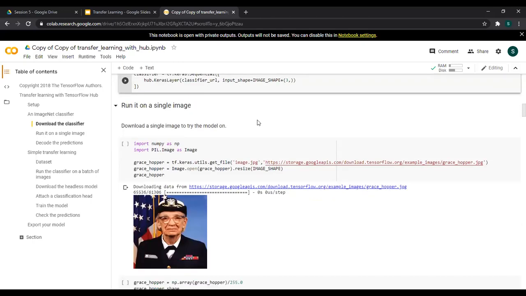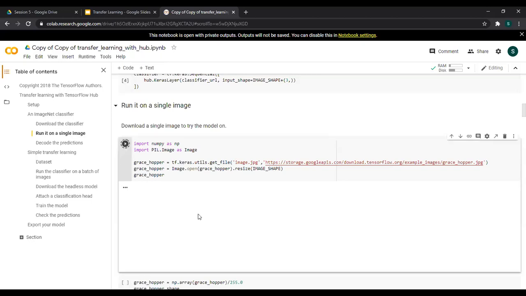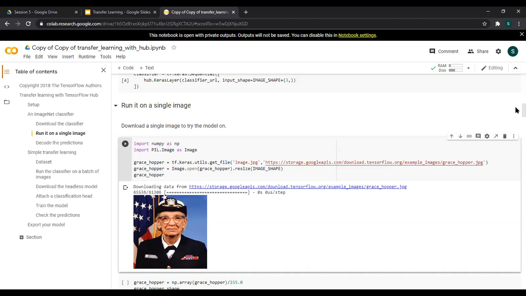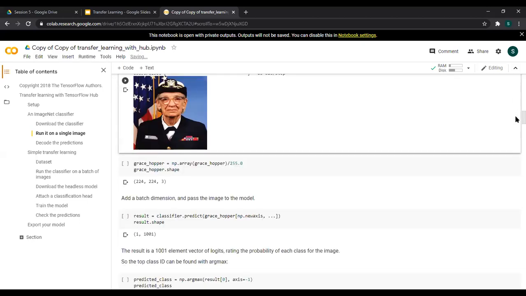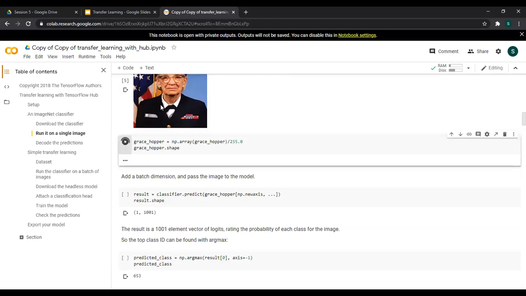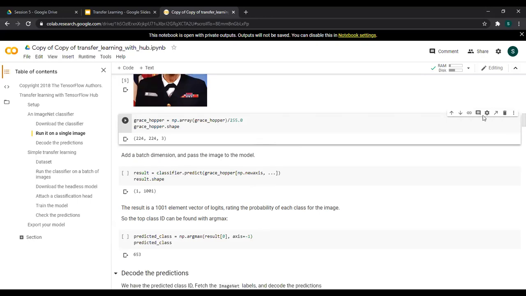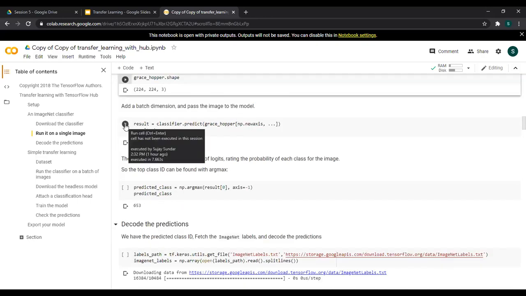And now we're going to be running this classifier on a single image. This is not transfer learning we're starting, but we're just going to be testing this classifier on an image of Grace Hopper. If you don't know who she is, she's a leading woman figure in computers, and yeah, we're just going to be downloading this image of her. Then we're going to be getting our parameters for this image. As you can see, the image is 224 pixels by 224 pixels. We're just going to be adding another dimension, and passing this image to the model so that the model can classify it.